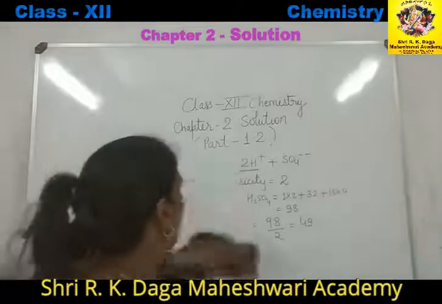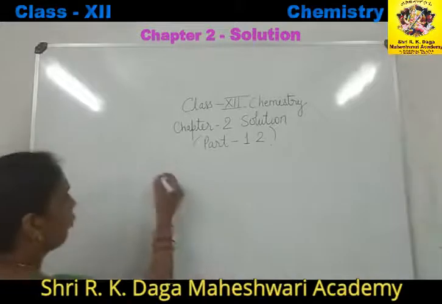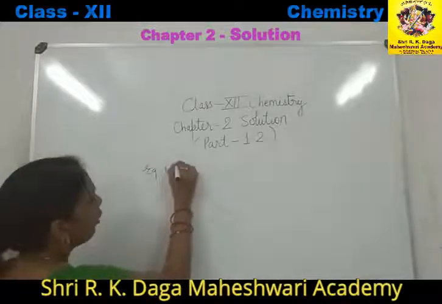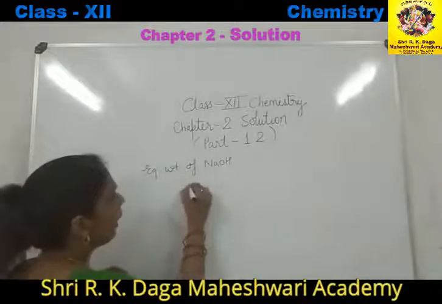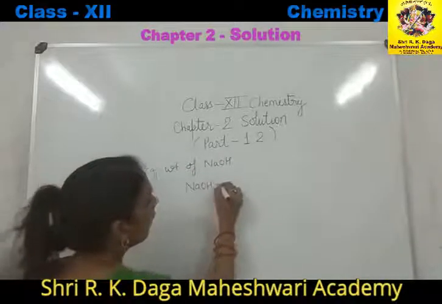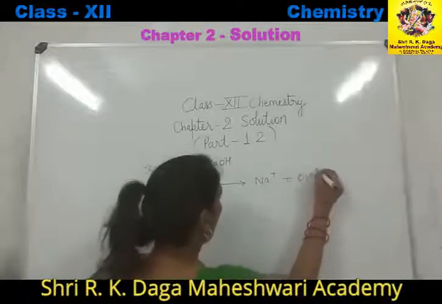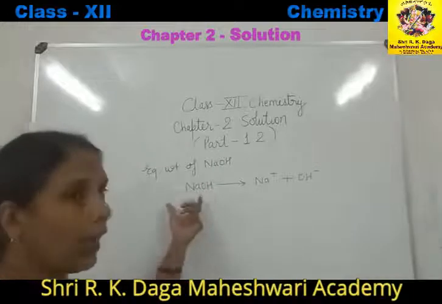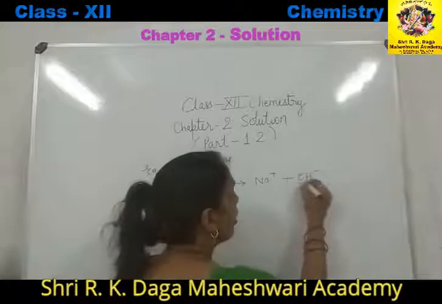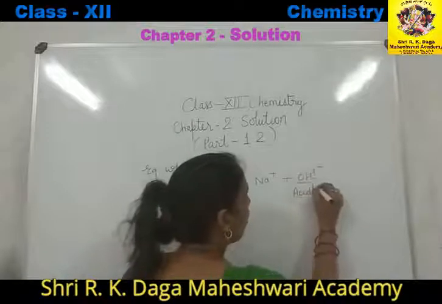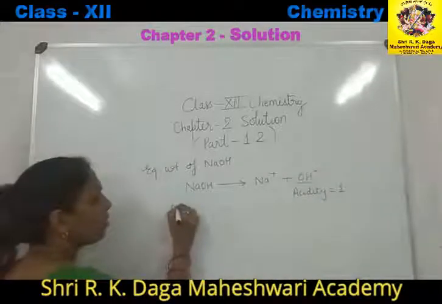Similarly, if we want to calculate the equivalent mass of a base, I am taking an example of NaOH. I have to calculate the equivalent weight of NaOH. So first of all, whenever NaOH is dissolved in water, it will dissociate into Na positive and OH negative ions. How many OH negative ions are released by NaOH? That is 1. So the acidity of NaOH will be 1.